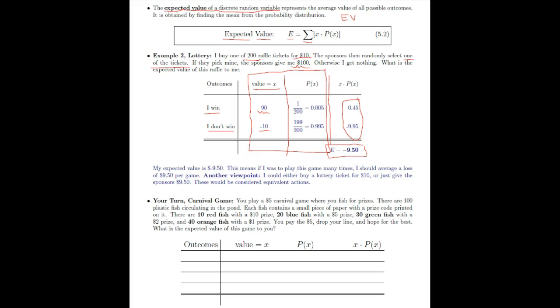Okay, so what does this expected value of negative 9.5 mean? It means that the expected value is negative 9.5. So if you were to play this game many times, like if you were to buy all of the tickets in this raffle, then you would average a loss of $9.50 per ticket you purchased.